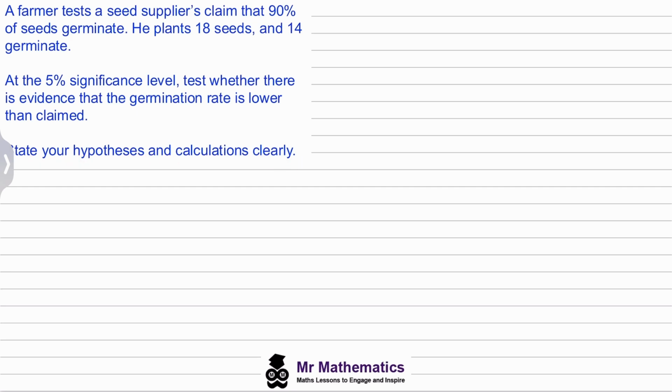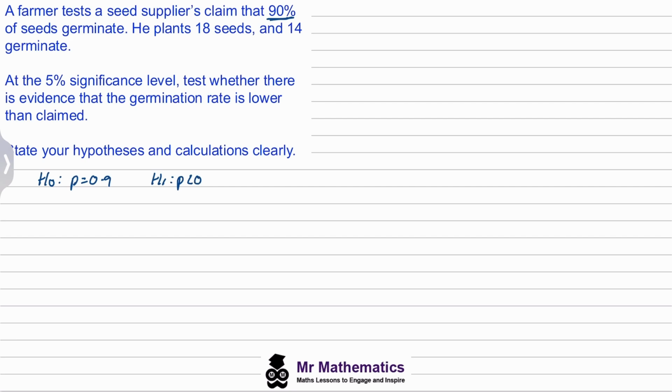So we'll go through the same process. We'll state our null hypothesis. What do you think this will be? So that p will equal 0.9. And our alternate hypothesis is that the germination rate is lower. So p is less than 0.9.